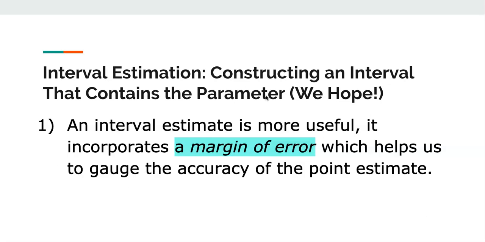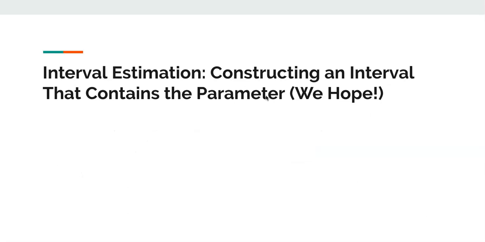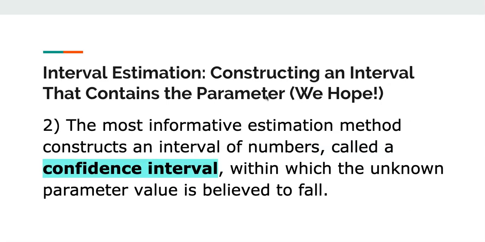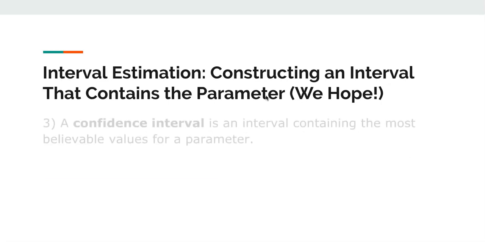An interval estimate is more useful if it incorporates a margin of error, which helps us gauge the accuracy of the point estimate. The most informative estimation method constructs an interval of numbers called a confidence interval, within which the unknown parameter value is believed to fall. So say that we have a confidence interval that goes from 90% to 95%. What we hope is that the true population proportion, suppose that it is 93%, that our confidence interval will be able to capture that in this little net.